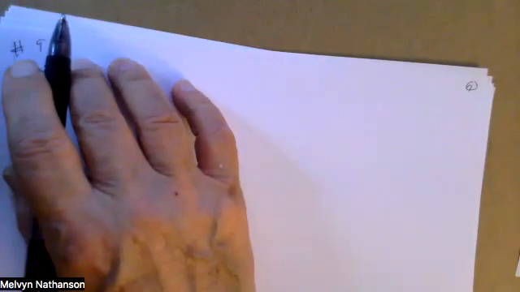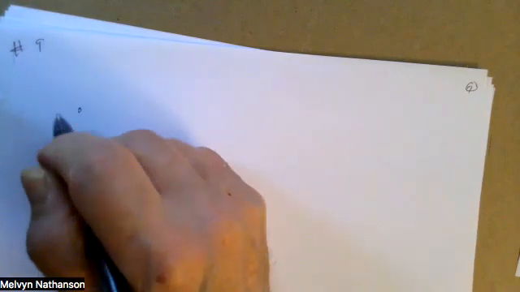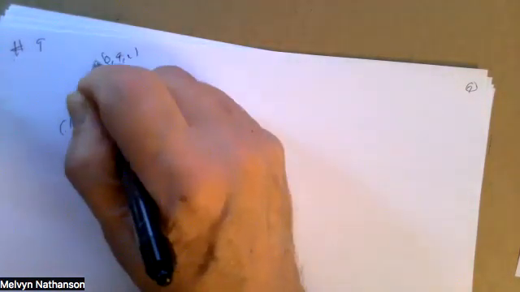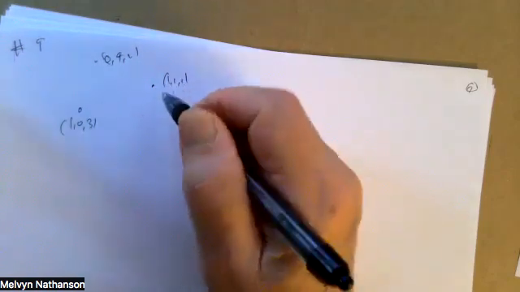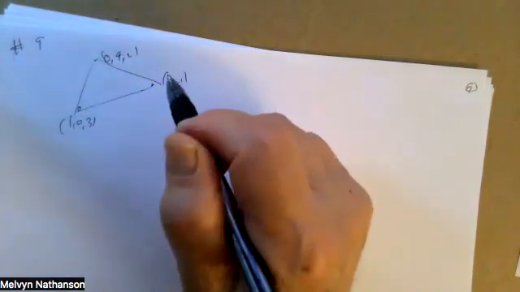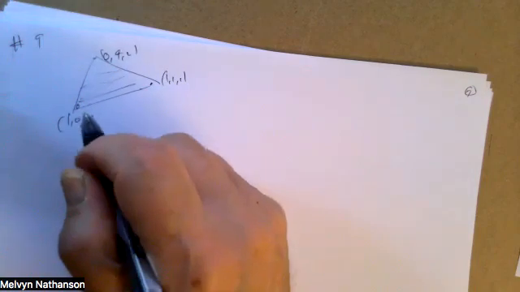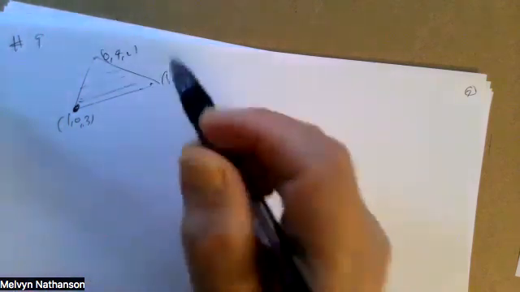So problem 9, we want to again find the equation of a plane passing through 3 given points. So we have the point 1, 0, 3, the point 0, 4, 2, and the point 1, 1, 1. These are 3 points in space, and we want to find the plane going through them. Well, we have to find a normal vector. So, for example, 1, 0, 3 is one point that lies in the plane.